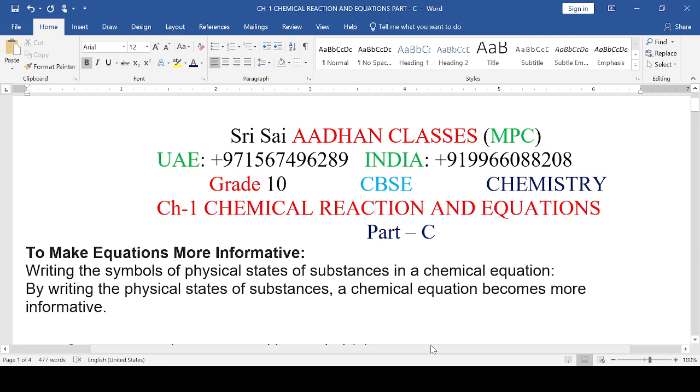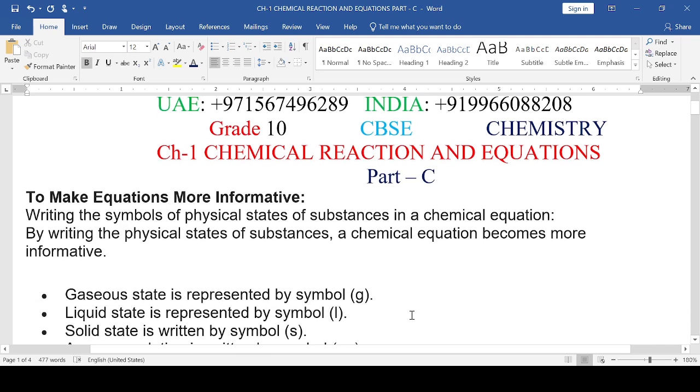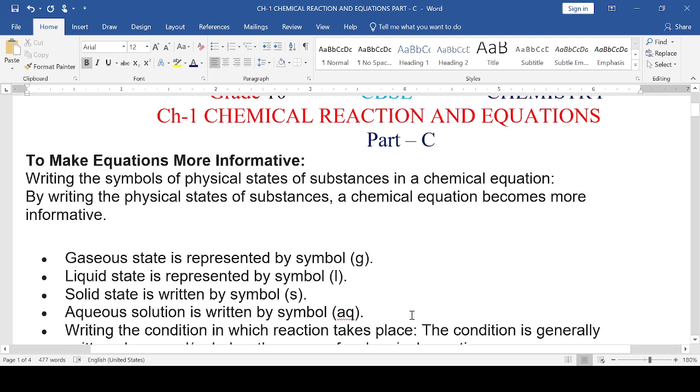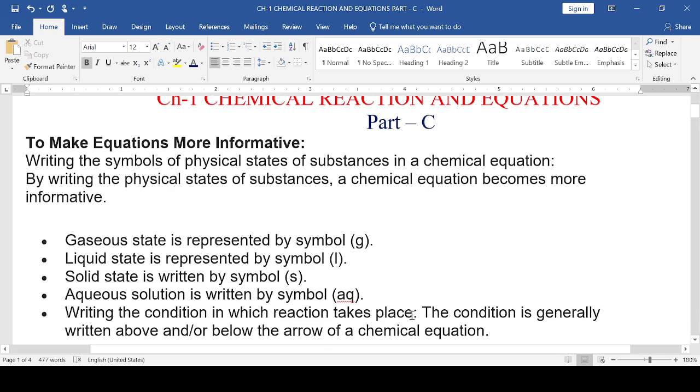Grade 10 CBSE Chemistry, and the topic is Chemical Reactions and Equations, chapter number 1, part C. So here, to make equations more informative, what we need to do? In the last class we discussed how to make a balanced equation from an unbalanced equation. So the equations you have made, how must they be more informative?